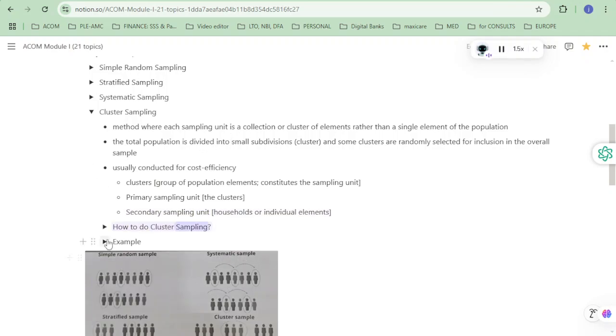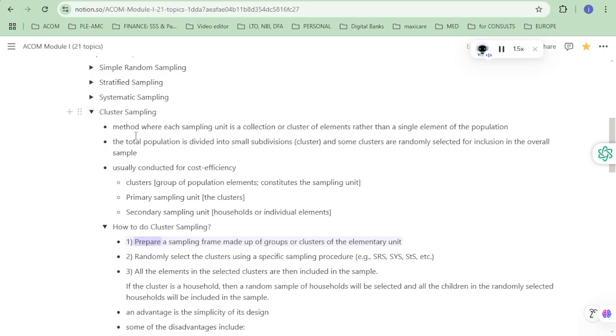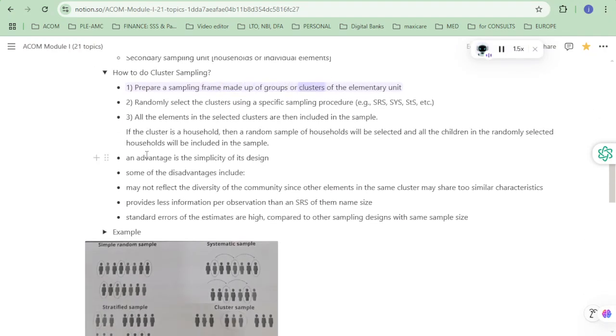How to do cluster sampling. 1. Prepare a sampling frame made up of groups or clusters of the elementary unit. 2. Randomly select the clusters using a specific sampling procedure, for example SRS, SYS, STS, etc. 3. All the elements in the selected clusters are then included in the sample. If the cluster is a household, then a random sample of households will be selected and all the children in the randomly selected households will be included in the sample. An advantage is the simplicity of its design.